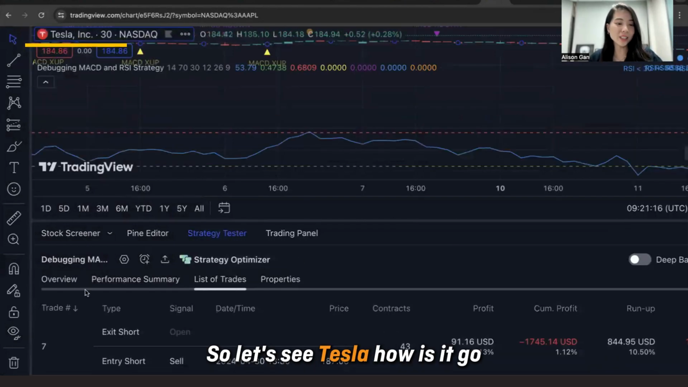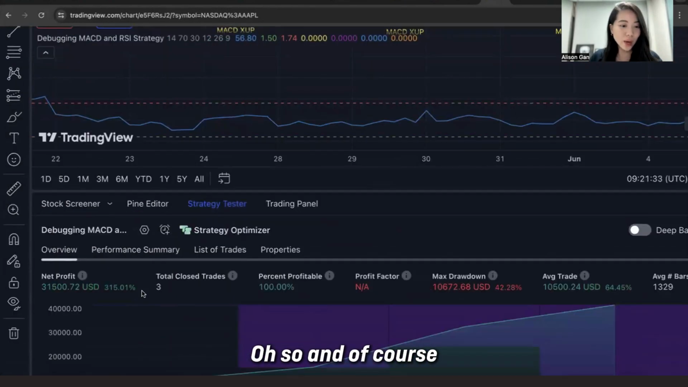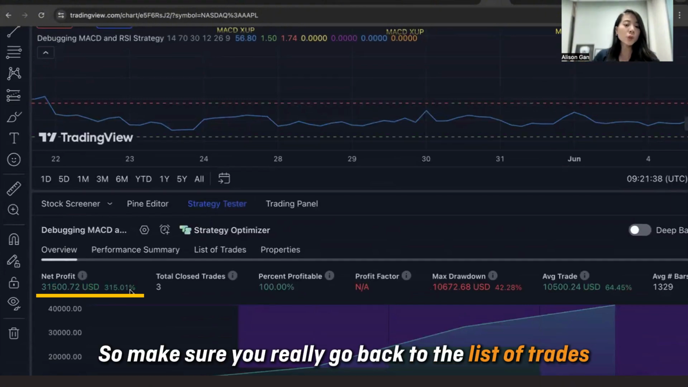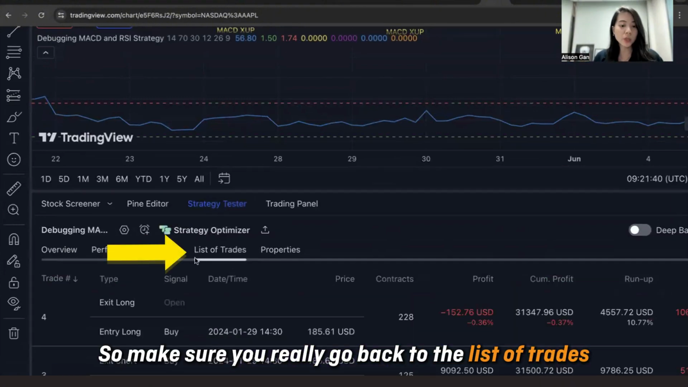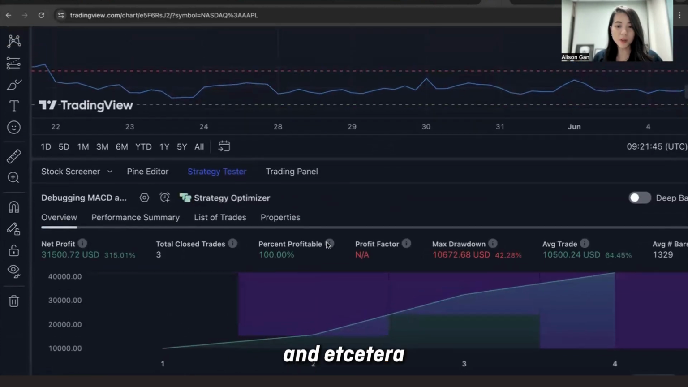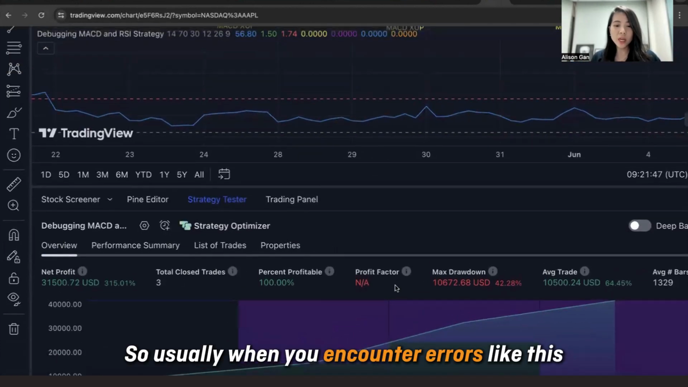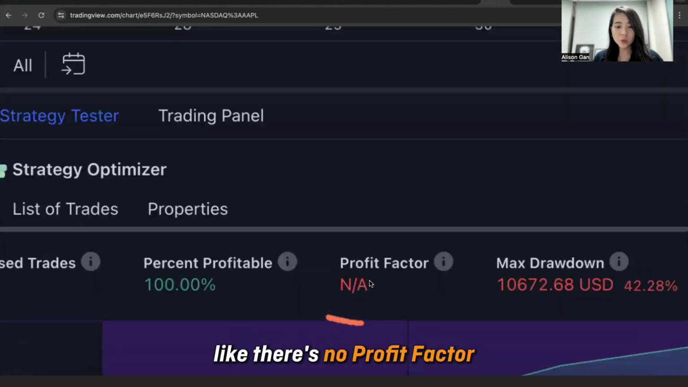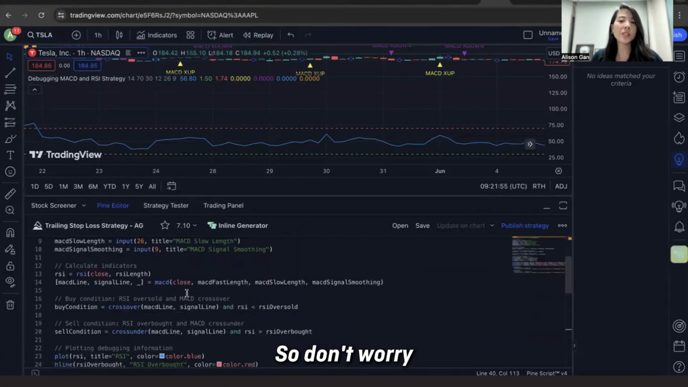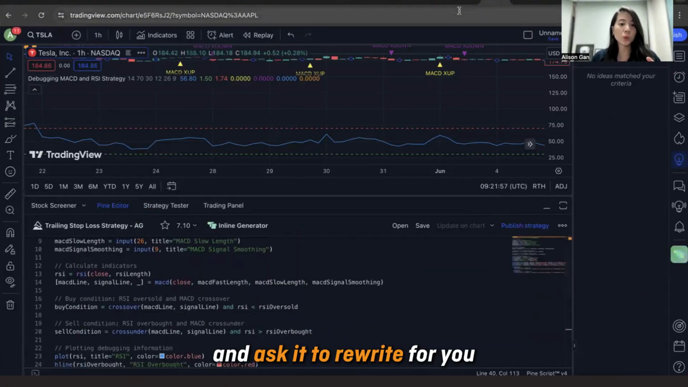So let's see Tesla, how does it go? And of course, these numbers sometimes may seem a little bit too far off. So make sure you really go back to the list of trades to see when the trade was placed, etc. Okay, so usually when you encounter errors like this, like there's no profit factor, it means that there's something wrong with the Pine Script itself. So don't worry, always go back to ChatGPT and ask it to rewrite for you.